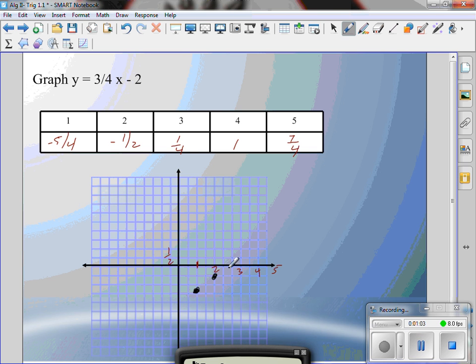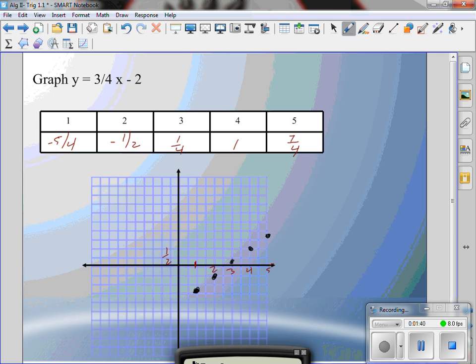3 is 1. That's why it didn't fit. Three is 1/4, so it's not. It's in between the 0 and the 1/2. 4 is 1, and 5 is 7/4, which is 1.75. So there's 1, 1.5, 1.75.